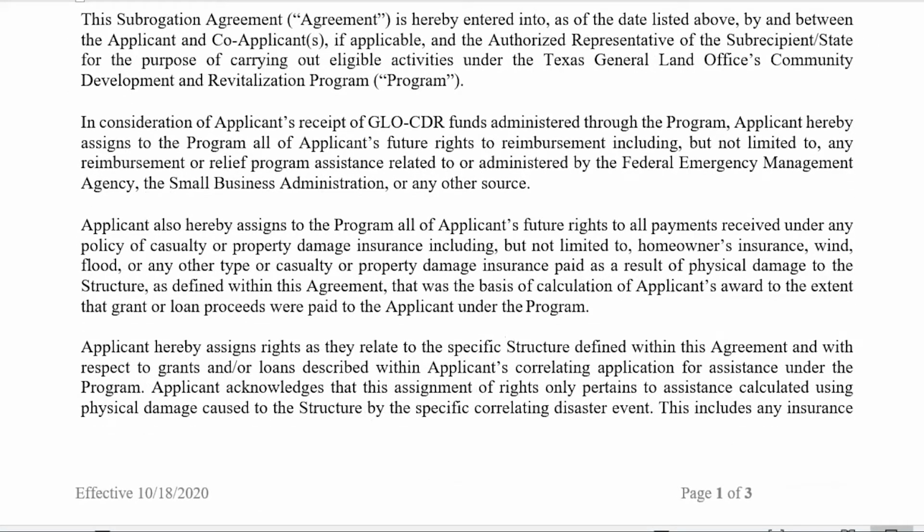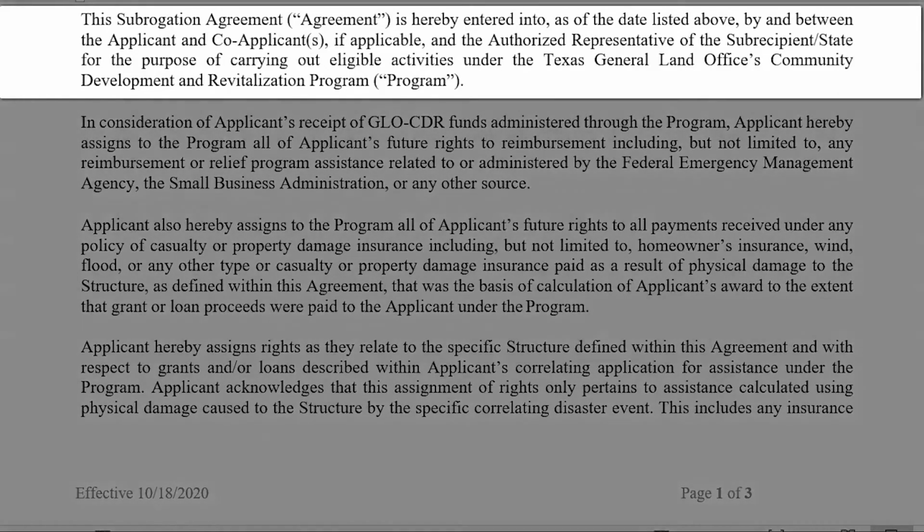The next section of the document describes the Subrogation Agreement and lists all of the legally binding agreements that the applicant will be held to upon signing the Subrogation Agreement form and participating in the program. First, the agreement states, "This Subrogation Agreement is hereby entered into as of the date listed above by and between the applicant and co-applicants, if applicable, and the authorized representative of the subrecipient or state for the purpose of carrying out eligible activities under the Texas General Land Office Community Development and Revitalization Program."